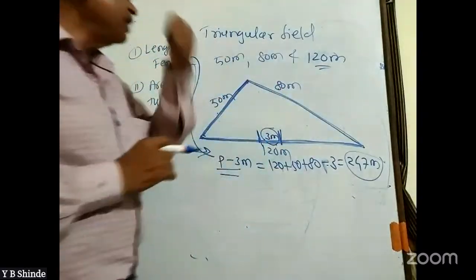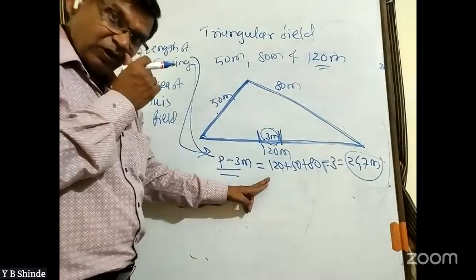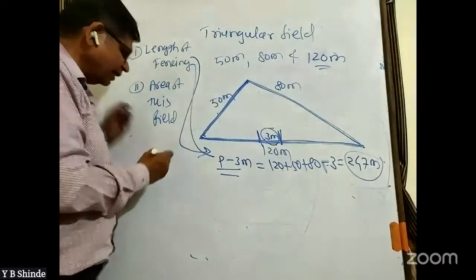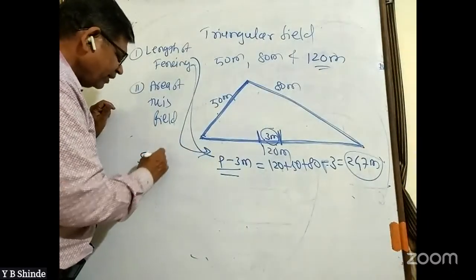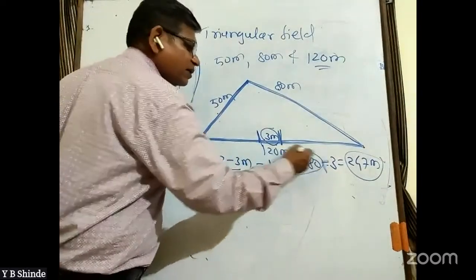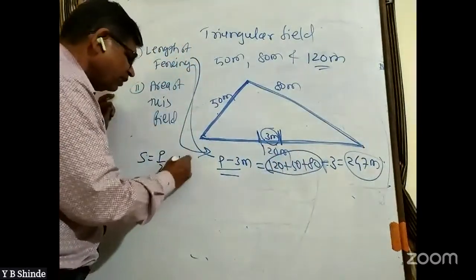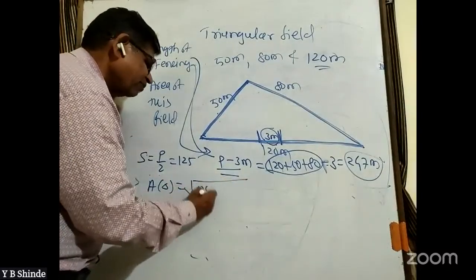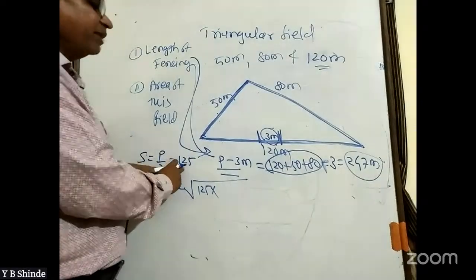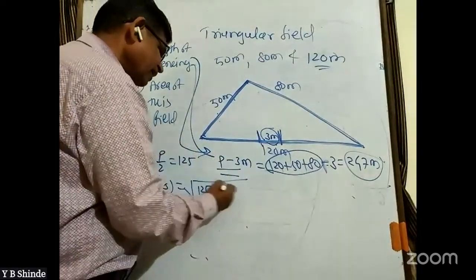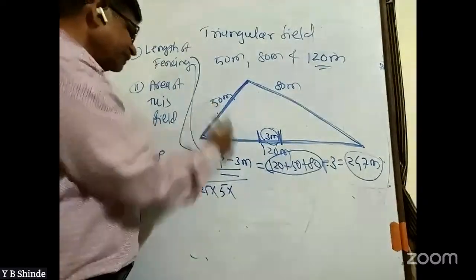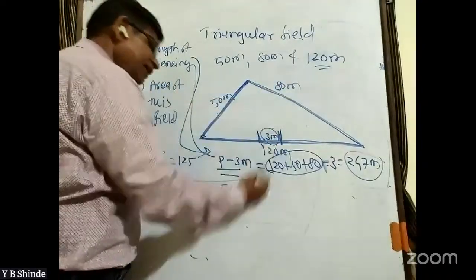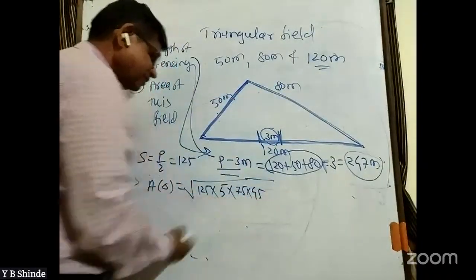Now see here, how do you find the area? Length of fencing you got. Now area. For that, what is S? S will be P upon 2. What is P? 250. 250 upon 2 is 125. What is the area of the triangle? Root of S times S minus A, S minus B, S minus C. S is 125. S minus A: 125 minus 120 is 5. S minus B: 125 minus 50 is 75. S minus C: 125 minus 80 is 45.